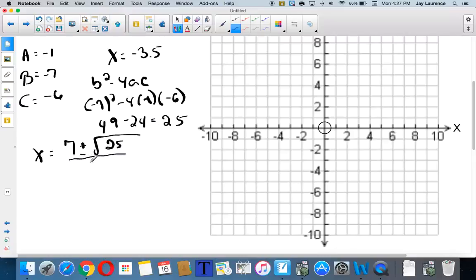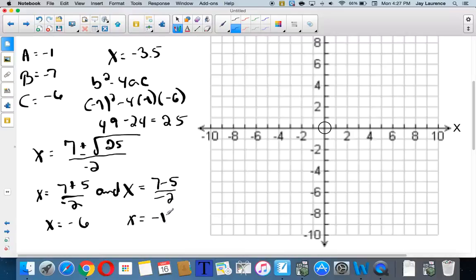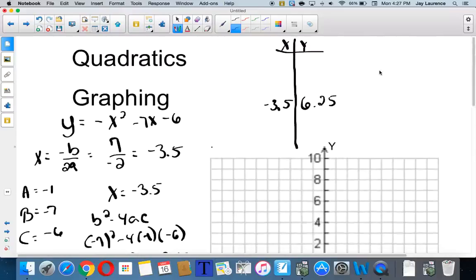All over 2a. All right, so the 2 x-intercepts are going to be x equals 7 plus 5 divided by -2, and x equals 7 minus 5 divided by -2. Where did I get the 5 from? Because the square root of 25 is 5. So it looks like it's going to cross the x-axis at -6, and again at x equals -1. So I'm going to put those in my table.